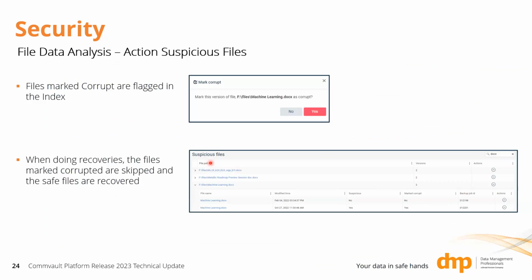When you want to mark it as corrupt, you need to confirm it. And when you then do the recoveries, the file which will be restored is the one which is not suspicious. So if you have marked a file as corrupt, let's say the bottom one here, and you perform a restore for that particular file, this file will not be restored. It will not even be visible because it's going to be masked by the index as corrupt. By default, it will restore the non-corrupted file, so it will make sure that always a safe file is being restored.